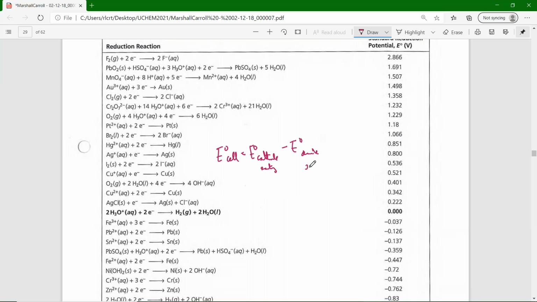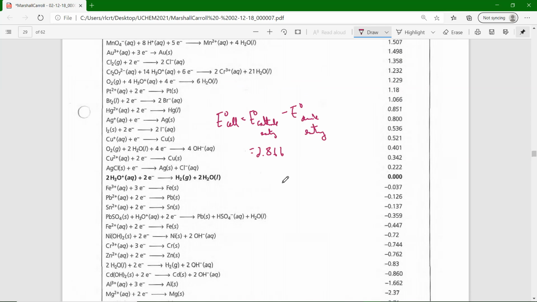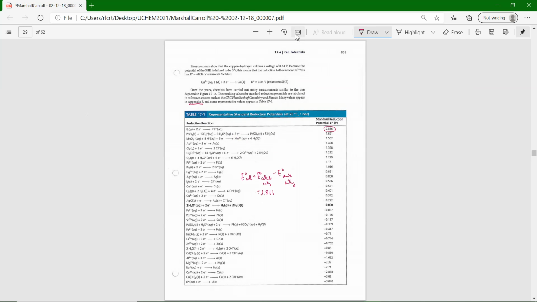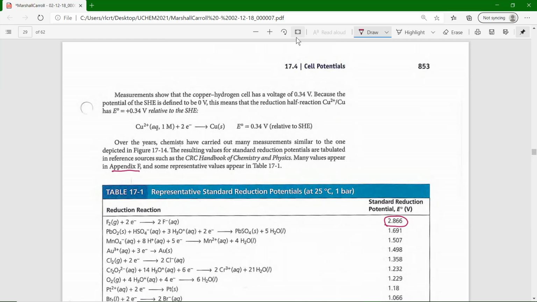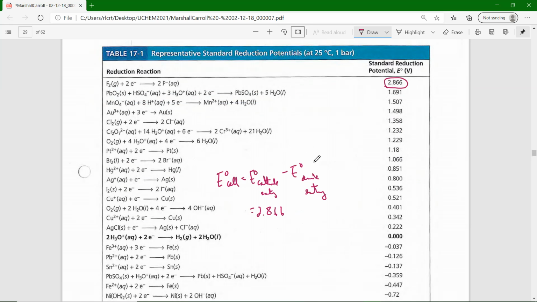Now, some books will flip things around and add them together, but the easiest way is, let's say I said, well, what's the greatest cell voltage I could have? Voltage being a difference in the potentials. So you take the fluorine, which is the highest one, 2.866, minus the lowest one, which is lithium, minus 3.040. So, oh, I lost my place. That's okay. 2.866 minus 3.